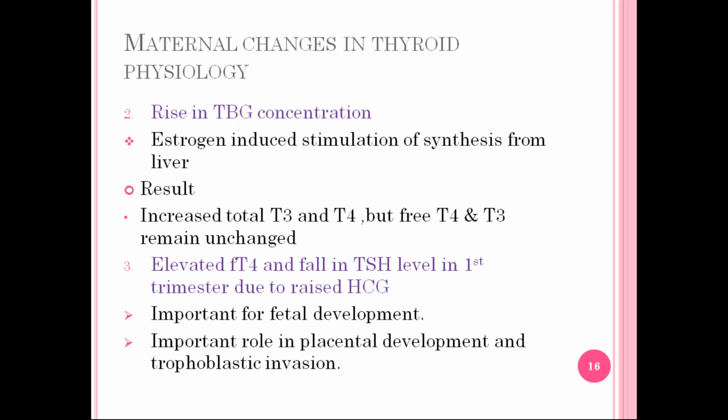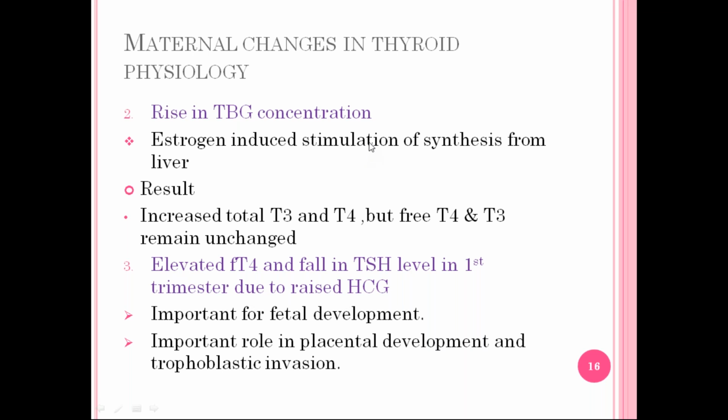But what happens in pregnancy? There is HCG, which is produced from the placenta, from the syncytiotrophoblast. How many subunits are there in HCG? Alpha and beta subunits. The alpha subunit of HCG is similar to the alpha subunit of TSH. So this HCG goes through the placenta into the maternal circulation.